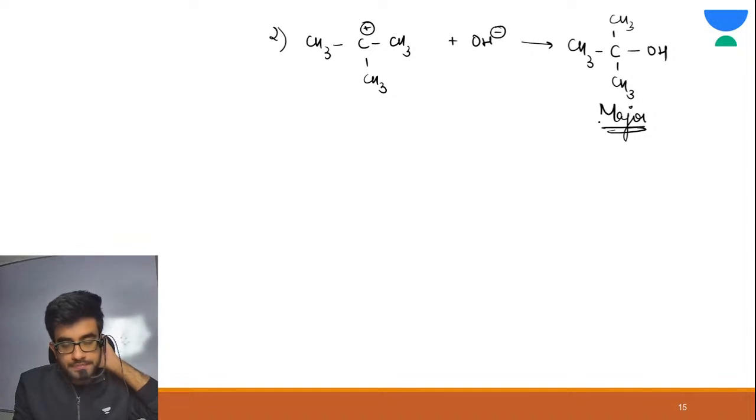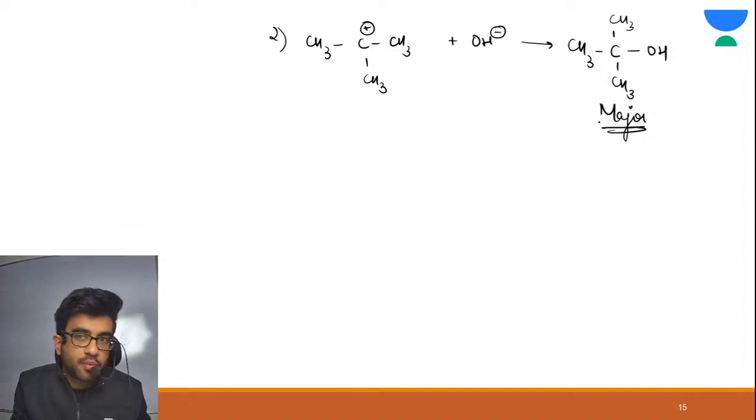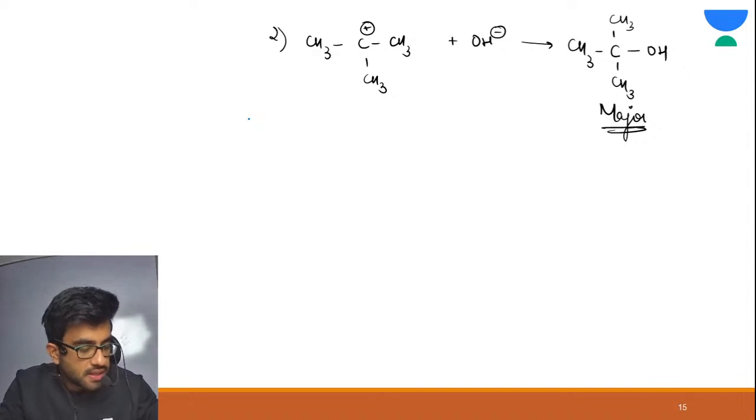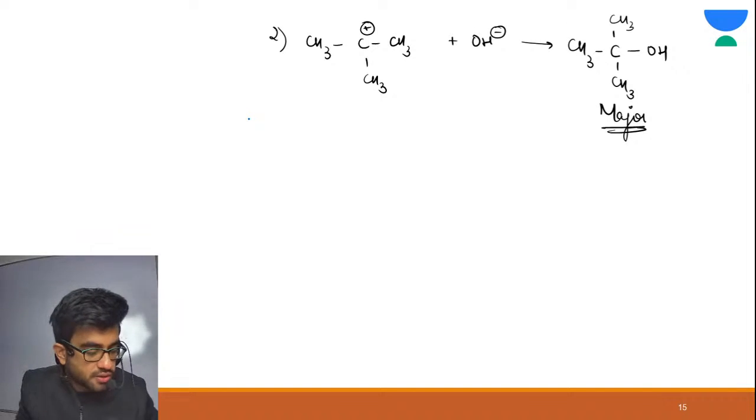Are you getting my point? This is similar to the previous mechanism which we have studied. Correct? Is this thing clear? Give me a thumbs up, guys. Great Artery, great Supriya. Great Keshav, Ritu, Nishta. Fantastic.